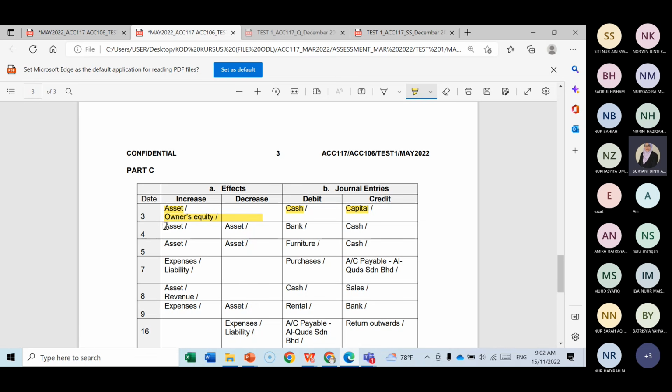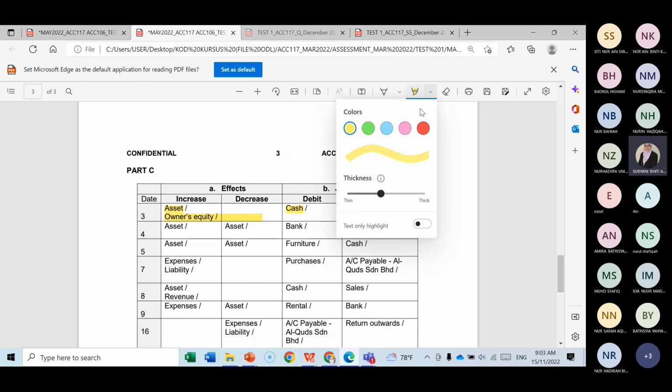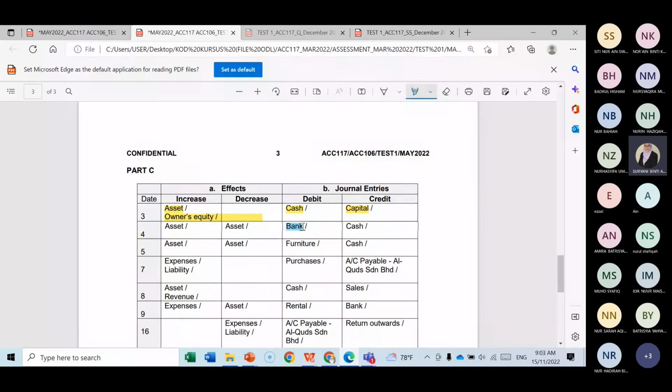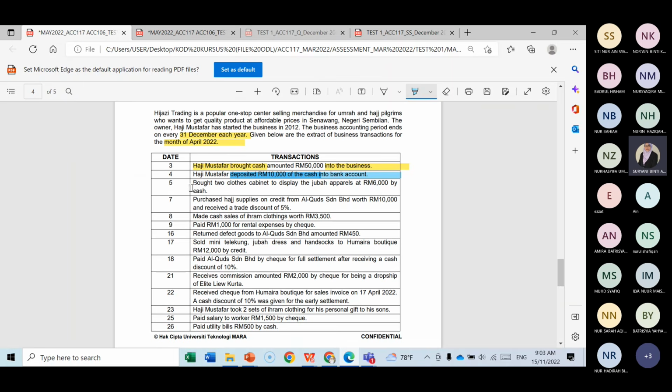Okay, so asset increase will be debited. What is the account? Bank. Why bank? Because the cash money has been transferred to the bank. So the increase in asset actually refers to the bank account. And at the same time, your asset also decreases. Why decrease? Because you have transferred the cash. So the account will be credited and the name is cash. Okay, move to 5th April.